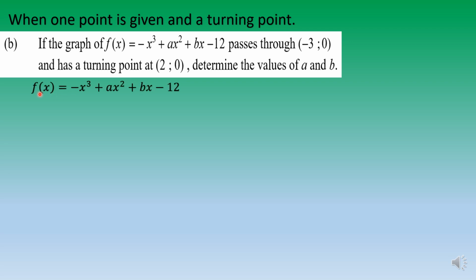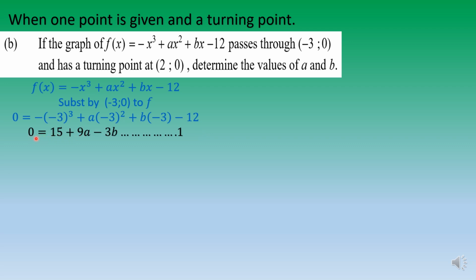Let's write down our function. f(x) = -x³ + ax² + bx - 12. We can substitute this general point, the values of x and the values of y, to find the first equation. It's always the case that when you have 2 unknowns, you are going to have 2 equations and solve them simultaneously, or by any method of your choice. So we take this point and substitute in the place of x and y. In the place of y, we put 0 because our point is (-3, 0). In the place of x, we put the x coordinate, which is -3. So we eventually get equation 1, which is 0 = 15 + 9a - 3b.